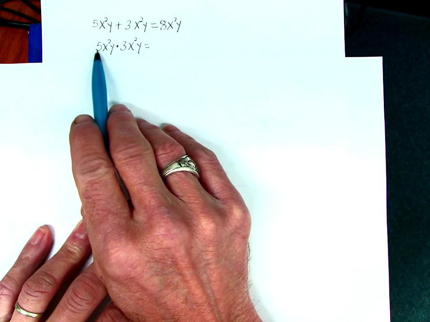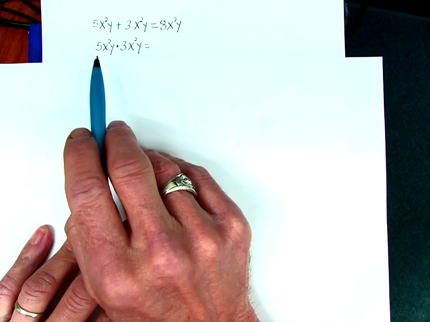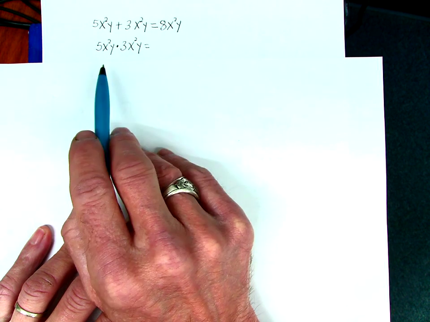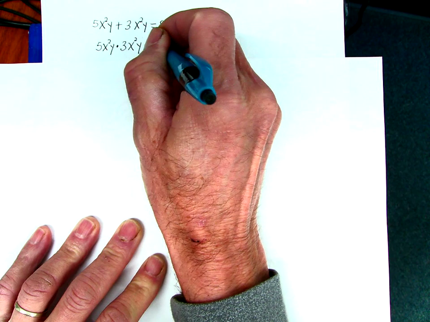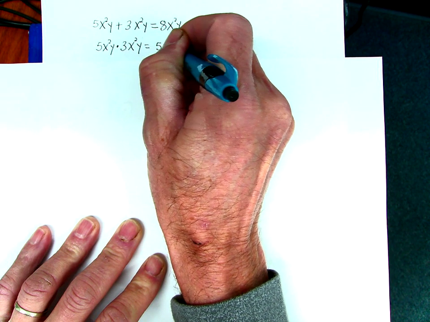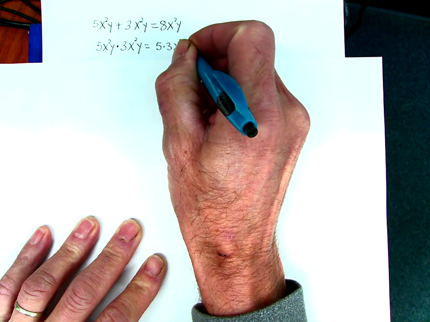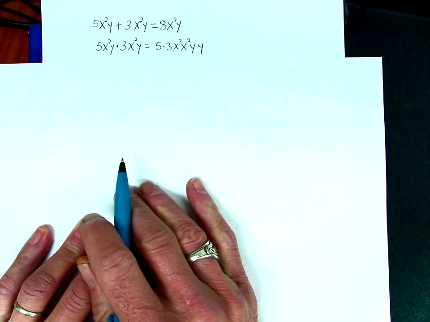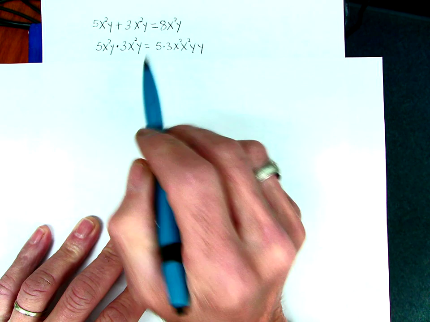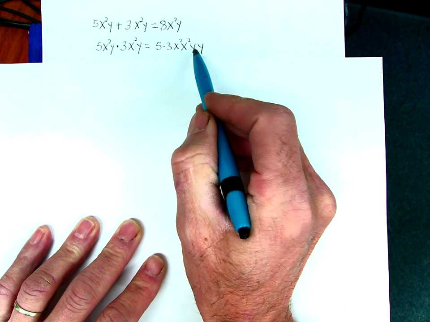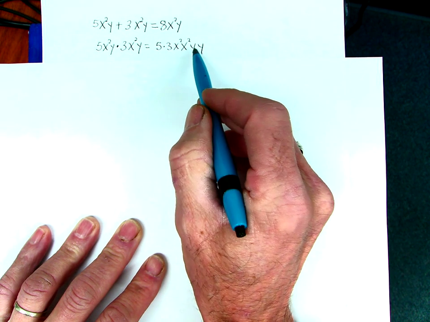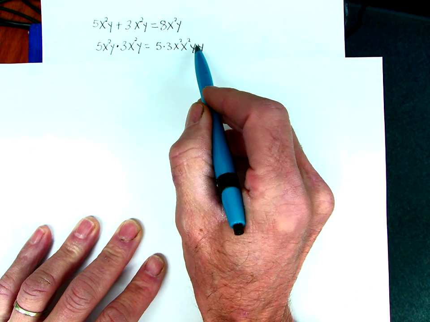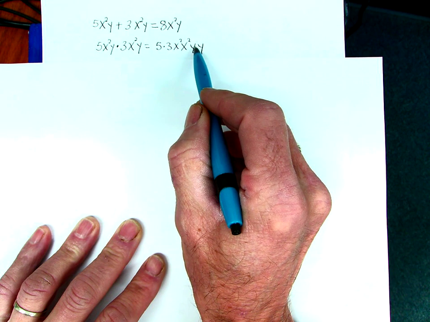So first we analyze. We have a number here and a number here, x here, y here, y here. Then we regroup. So I'm going to put the numbers beside each other, the x's beside each other, and the y's beside each other. So now I have 5 times 3, x squared times x squared, y times y. And remembering that when we have a variable or a number and there's no exponent written, the exponent is 1.